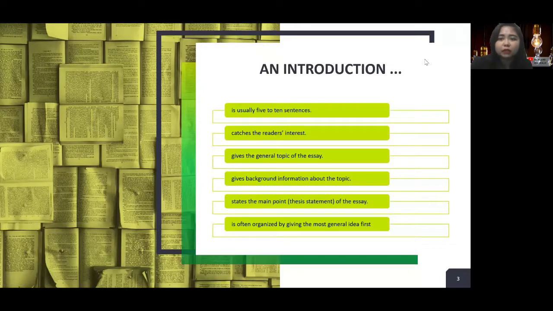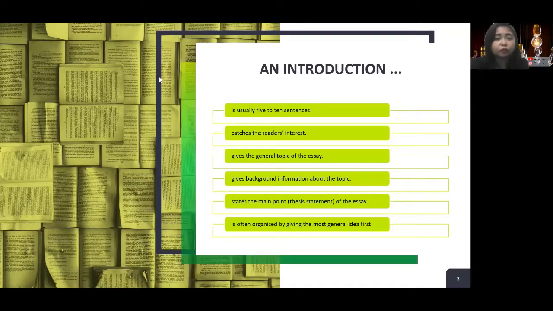So what is an introduction? An introduction is usually a paragraph that consists of 5 to 10 sentences. An introduction catches the reader's interest, so make sure that your introduction is interesting. And then the introduction gives the general topic of the essay.